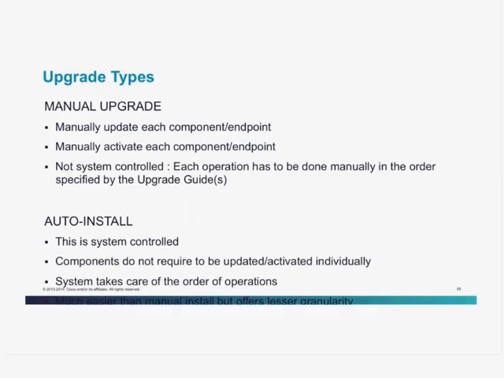Okay. So today I will be covering two types of upgrade processes that Cisco now provides. First one is a manual upgrade, and second is the auto install, which is available after UCS 2.1.